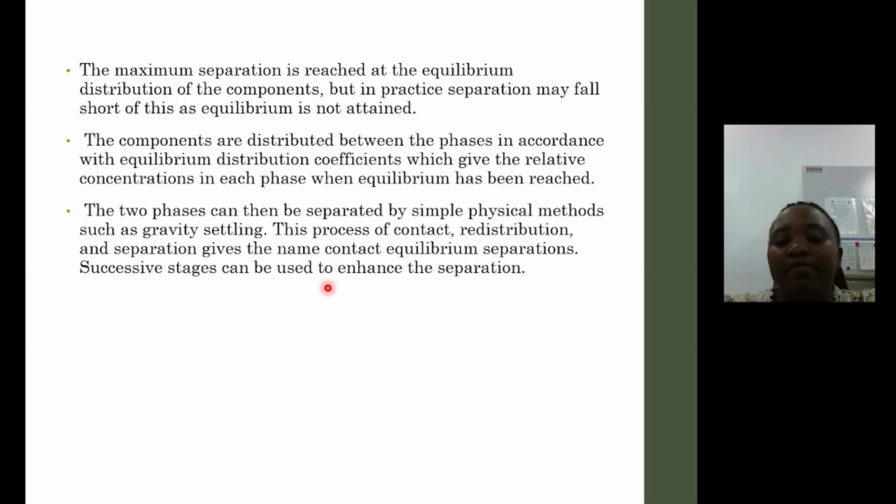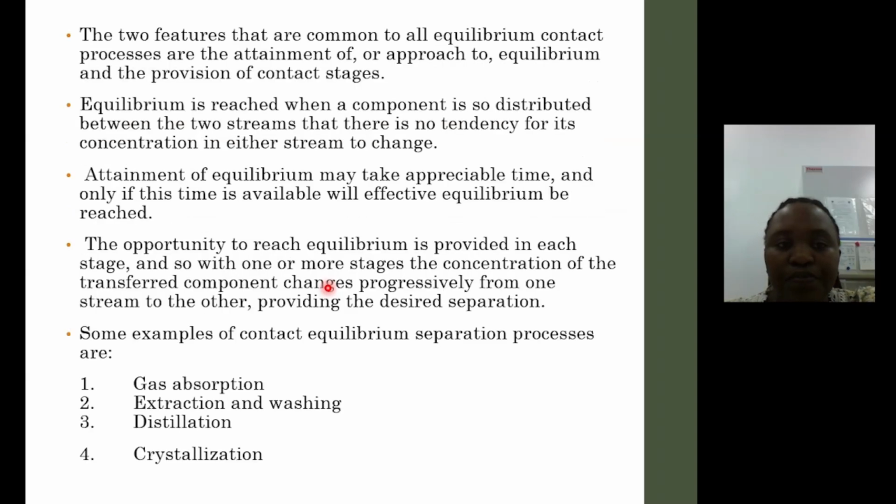Successive stages can be used to enhance the separation. So the two features that are common to all equilibrium contact processes are the attainment of, or approach to, equilibrium and the provision of contact stages. Equilibrium is reached when a component is so distributed between the two streams that there is no tendency for its concentration in either stream to change, like moving between either of the phases. Reaching equilibrium may take appreciable time, and only if this time is available will effective equilibrium be reached. So you need to give it some time.